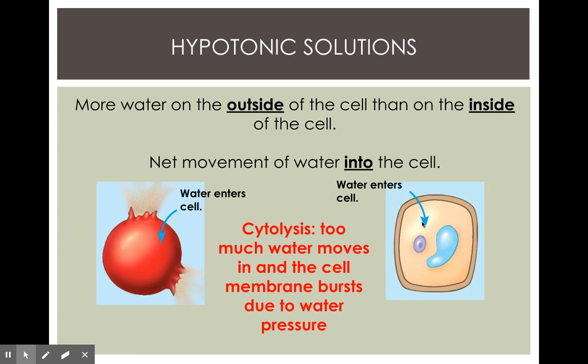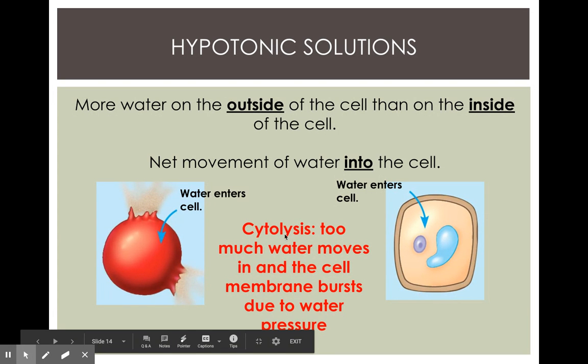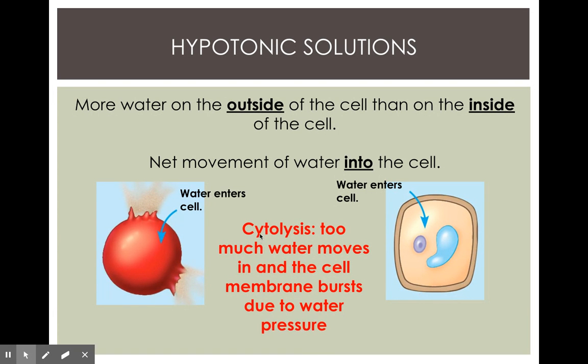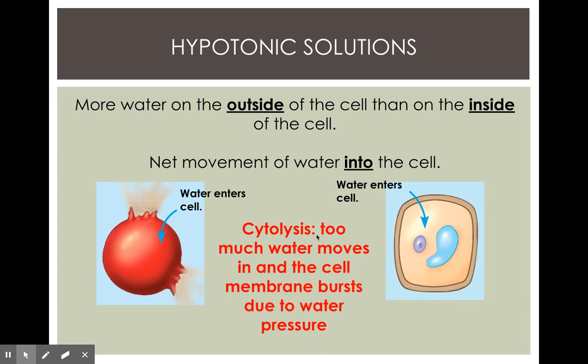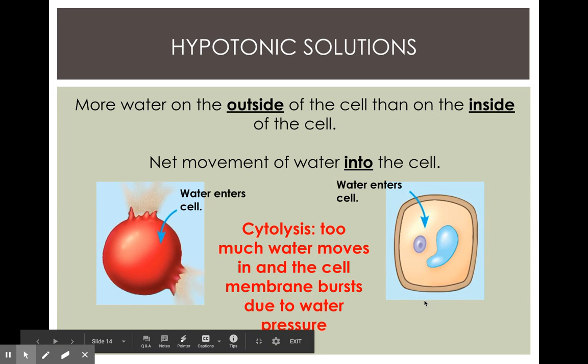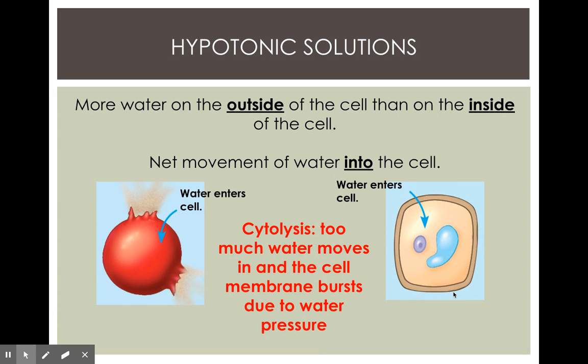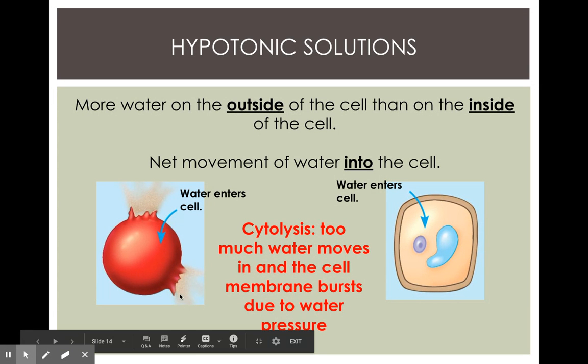And there is a term for this when too much water moves in and the cell membrane can burst due to pressure. This is called cytolysis. Okay, remember that lysis means to burst, cyto means cell. So cell bursting, cytolysis, is when too much goes in and the cell membrane just can't handle it anymore and it bursts wide open. Doesn't necessarily happen in plant cells. Plant cells just get more alive. Okay, they perk back up. They like to be in hypotonic solutions, just not too much. Again, too much water can kill a plant cell, but it won't necessarily burst as easily as an animal cell.